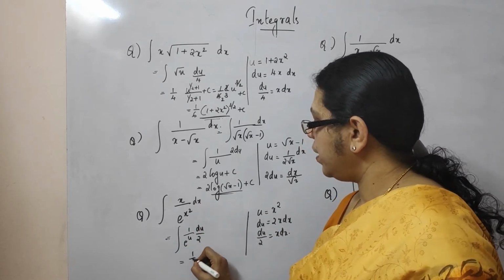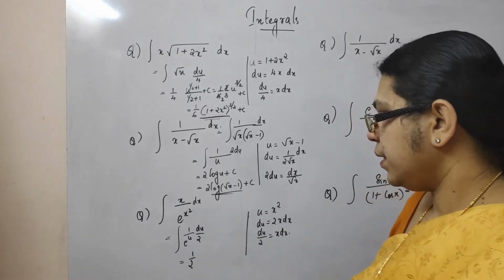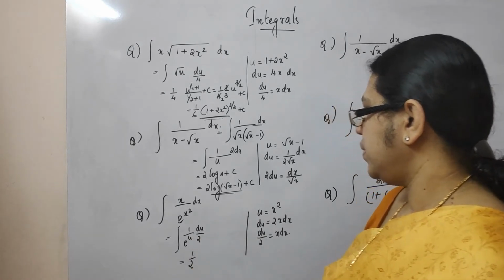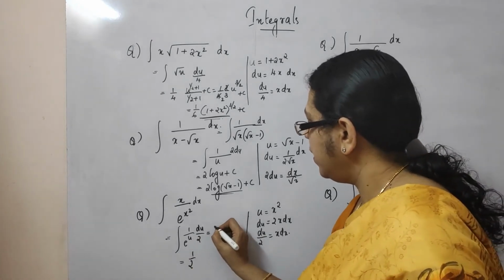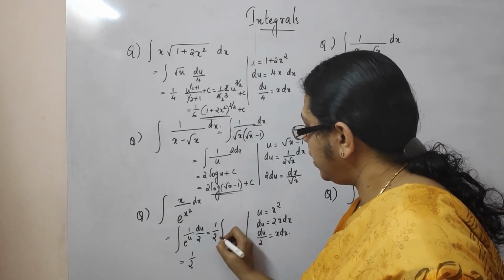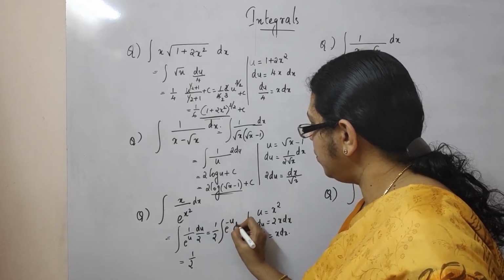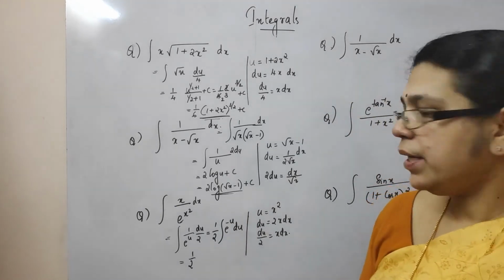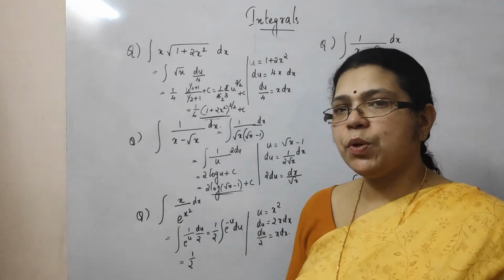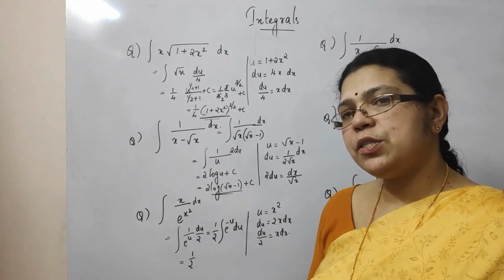That is, 1 by 2 is a constant. The integral of 1 by e raised to u, I can take this as 1 by 2 into the integral of e raised to minus u into du. Okay. Integral of e raised to x is what? e raised to x itself. e raised to minus u is what?